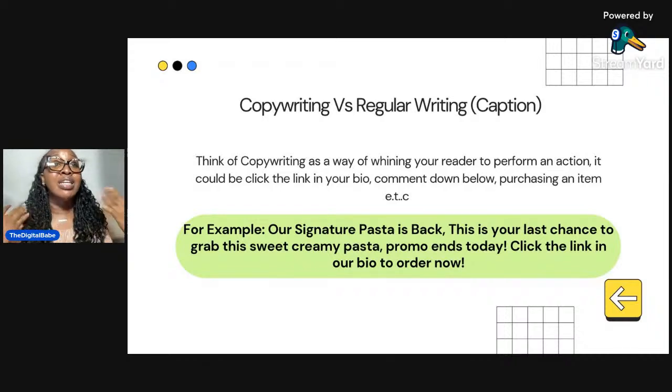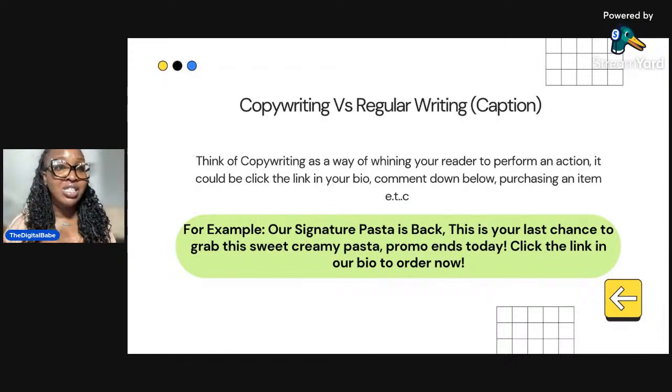So you see how necessary copywriting is in social media management. When you infuse this skill of copywriting into your social media management game, it's going to be top notch. It's going to be to the next level because you're not just writing regular captions now. You are writing standard copies that will catch the attention of your buyer. You are being intentional when writing your words.